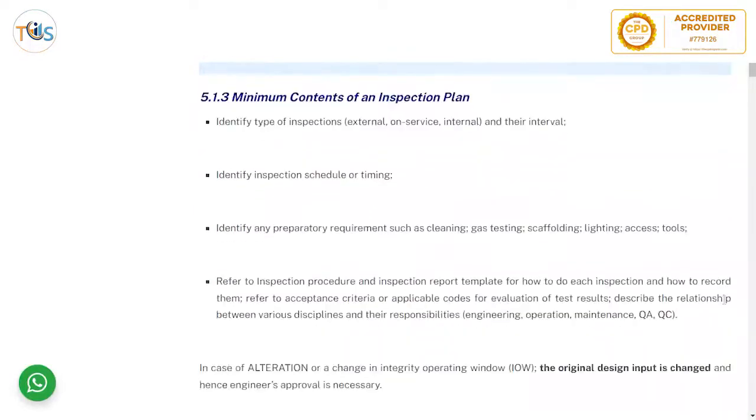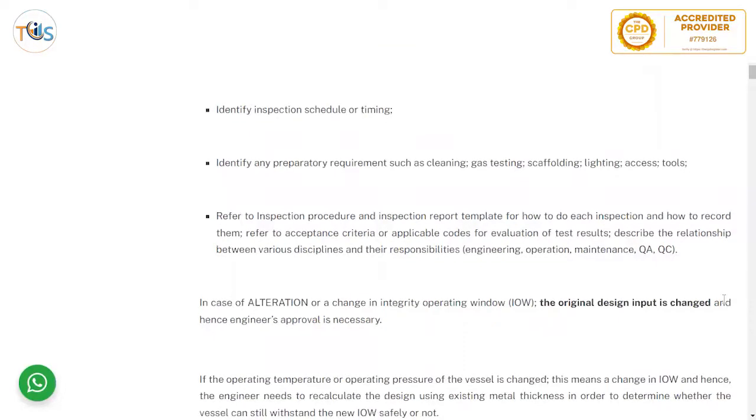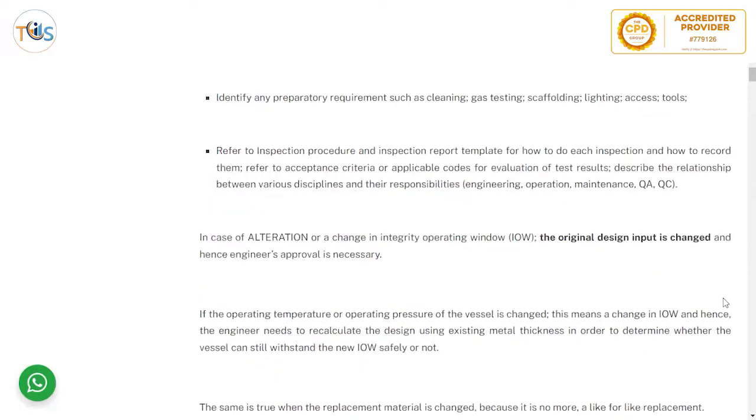Minimum contents of an inspection plan. Identify the type of inspection: is it external, on-stream, in-service, or internal, and their intervals. Identify the inspection schedule or timing. Identify any preparatory requirements such as cleaning, gas testing, scaffolding, lighting, access, and tools. Refer to the inspection procedure and inspection report template for how to do each inspection and how to record them.